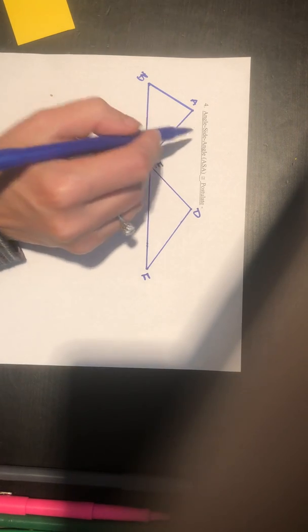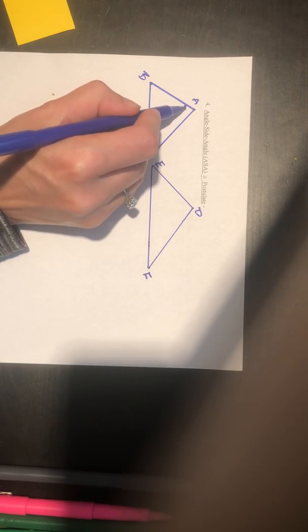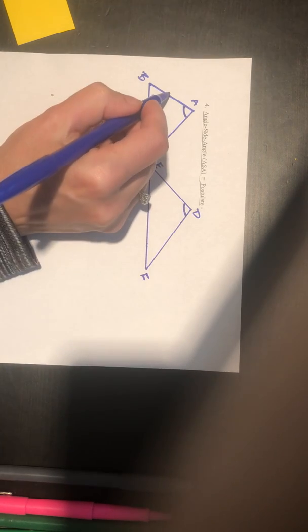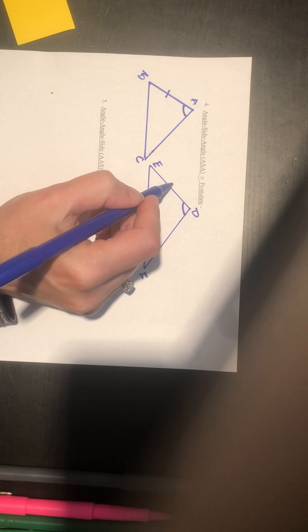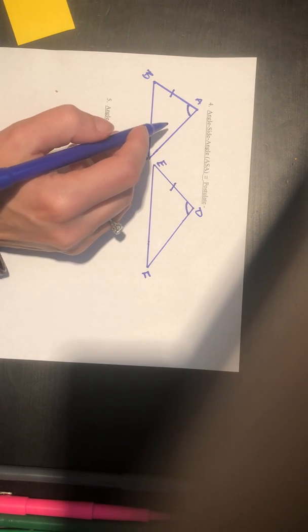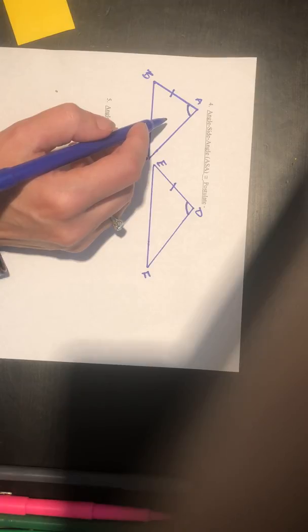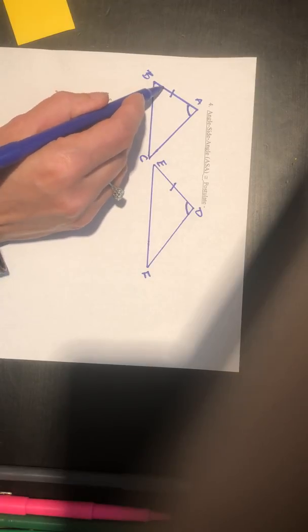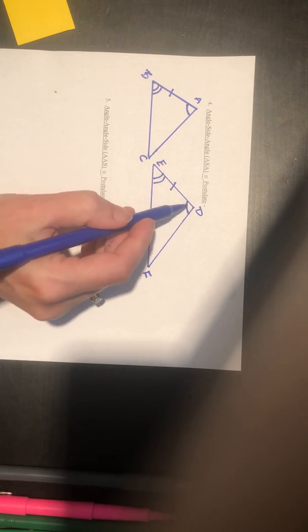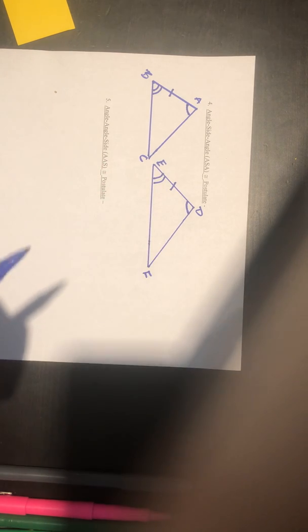All right, so angle side angle. If I know that angle A is congruent to angle D, and side AB is congruent to side DE, and then angle B is congruent to angle E, I now have angle side angle, and I know those are congruent.